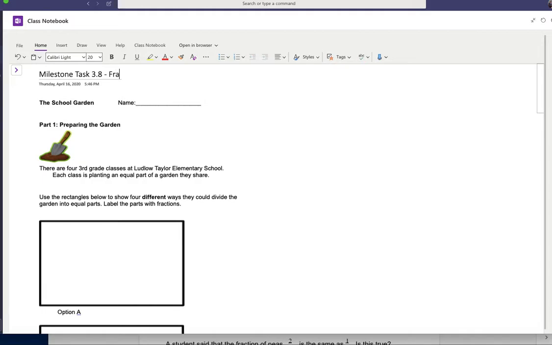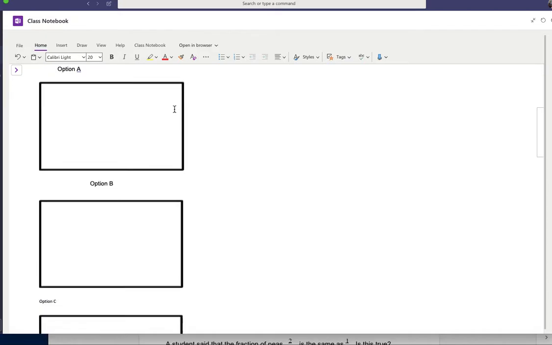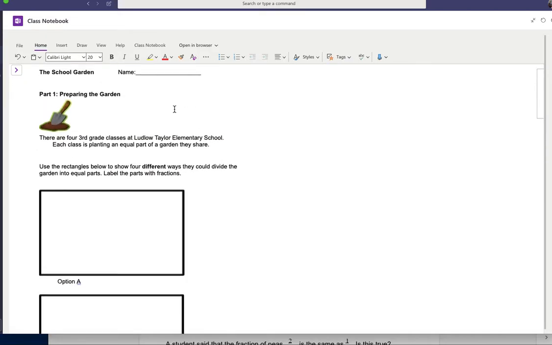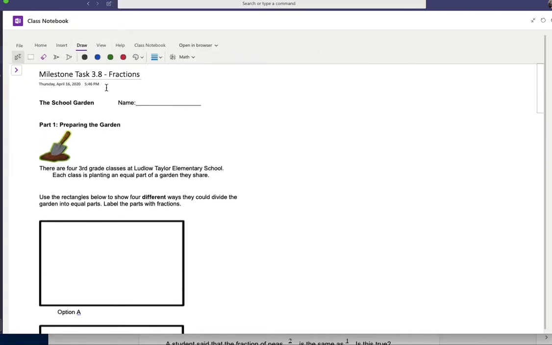Fractions. So we are at the end of this unit, and I'm just going to go over the milestone task in this video, so then there's no confusion what tools to use, where to type stuff. Actually, you don't even need to type anything at all. The best method, once again, is to use the drawing tool at the top.